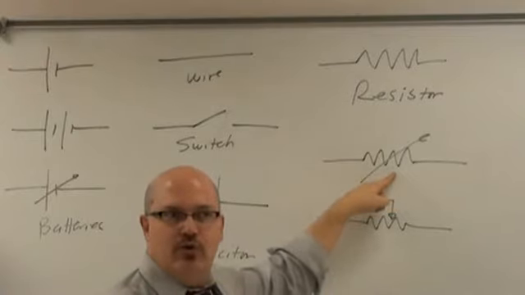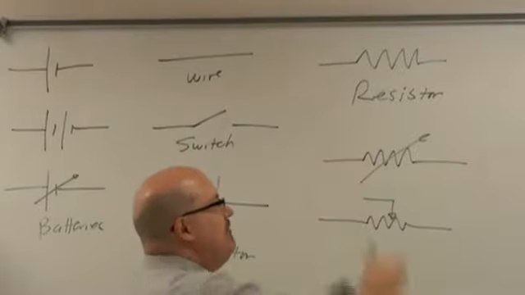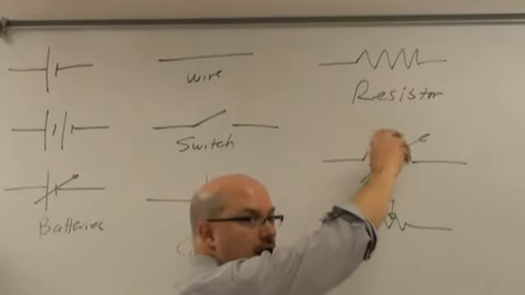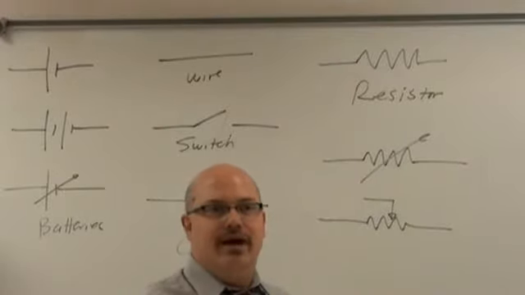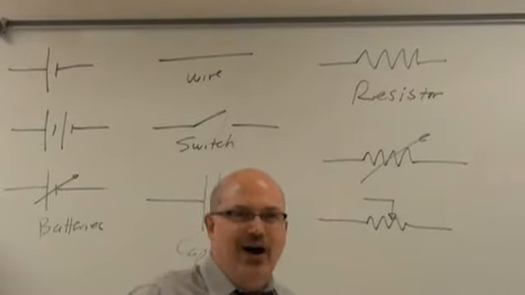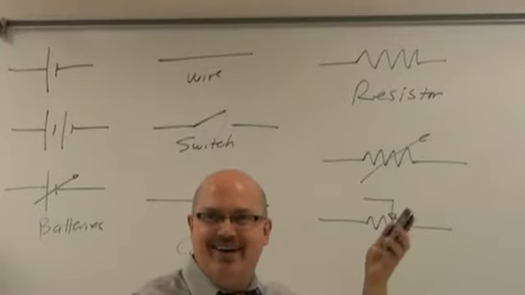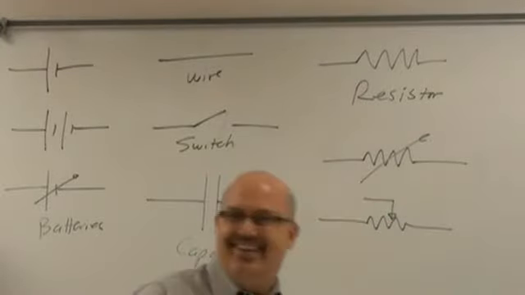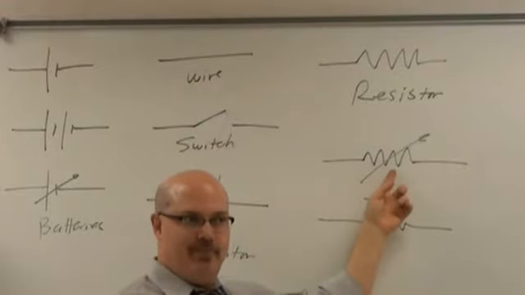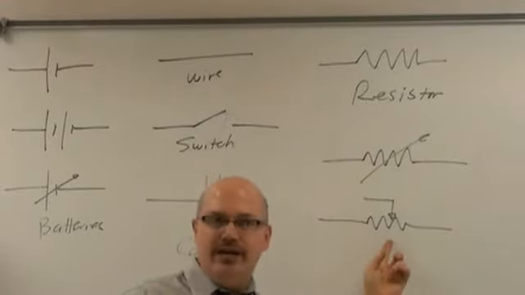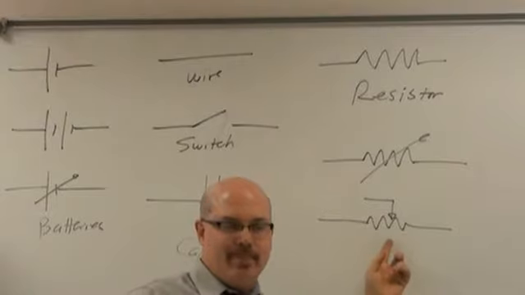Now, a lot of you have these at your house and you don't realize it. A lot of times this is called a volume knob. Some of you don't have that. What is the bottom one called? I believe the top one's called a potentiometer, and I believe the bottom one's called a rheostat.